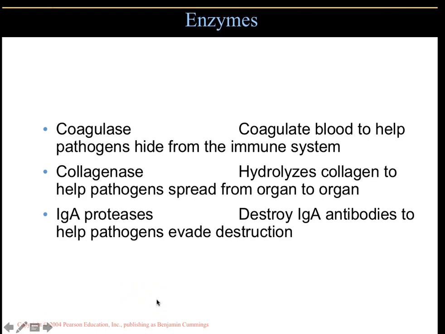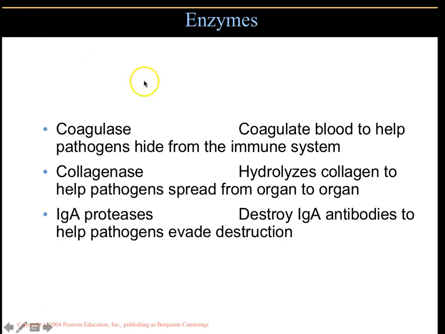All right, enzymes that can be made by pathogens. I just have three: coagulase, collagenase, and IgA protease. And they are going to be my poster children for how enzymes that are made by pathogens can bypass or spread or destroy immune responses, which of course makes them more virulent and more difficult to get rid of.